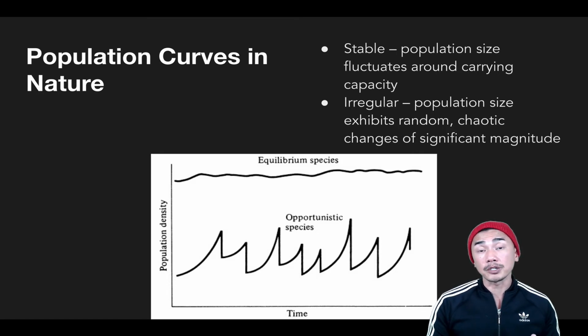Some populations have a stable population curve. Their numbers don't change much and they tend to hover at or near the carrying capacity. Other populations have an irregular population curve. Their numbers change randomly or chaotically. They tend to be opportunistic species that take quick advantage of resources when they appear.